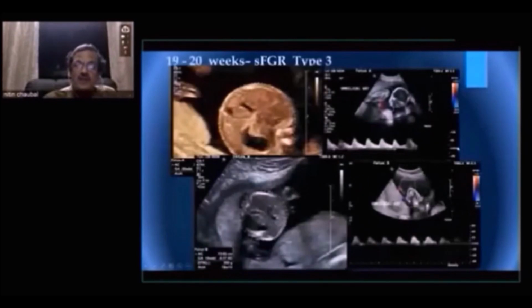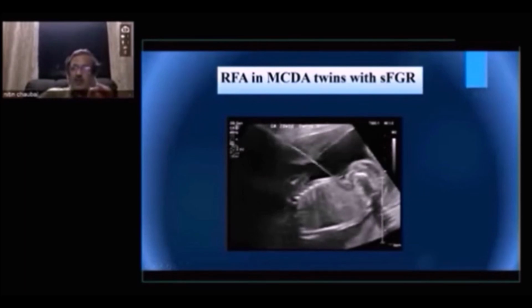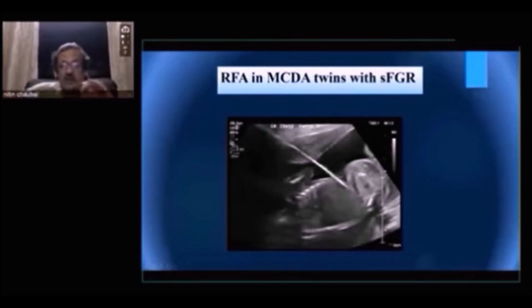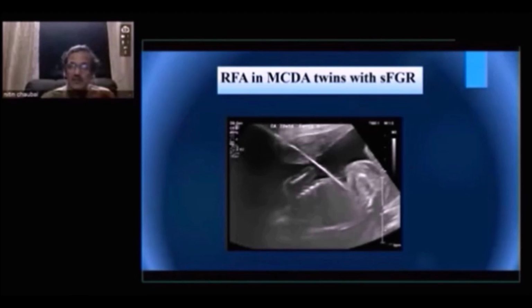This is another type 3 sFGR. You can see intermittent reversal of flow. And this is again very, very early. So in this particular fetus, radiofrequency ablation was done as a mode of terminating the smaller one. Now, RFA technically is much easier, especially for radiologists, because we have been doing RFA ablations for liver tumors for quite some time. Some of us do it for kidney tumors, bone tumors, etc. Though it's a costly technique because the RFA needle is quite costly.